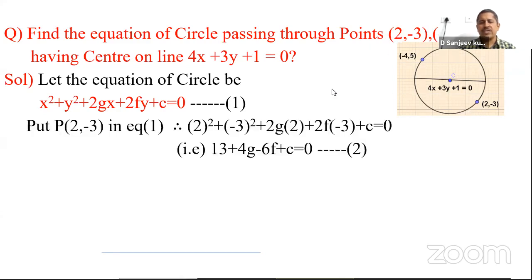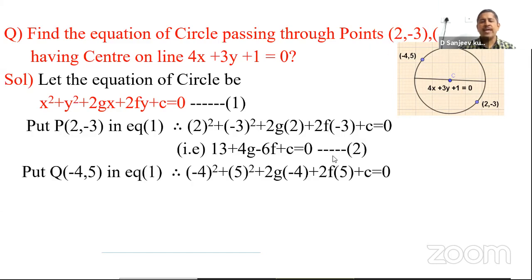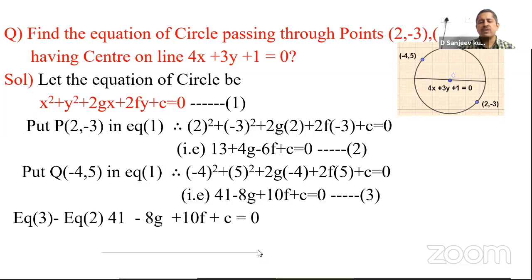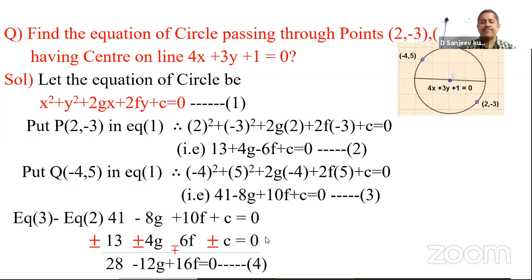You get 2 equations, equation 2 and equation 3. Right? So solve these 2 equations. You get the equation in terms of g and f. Okay. The problem is similar to the earlier model. So instead of 3 points, only 2 points are given here. So the model is similar to the previous one.